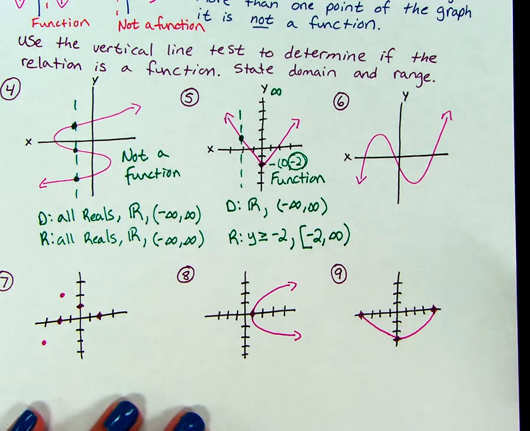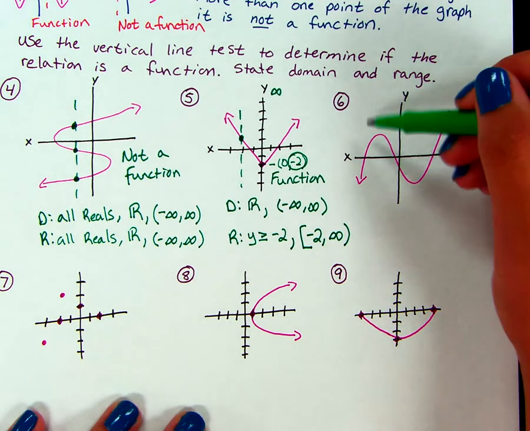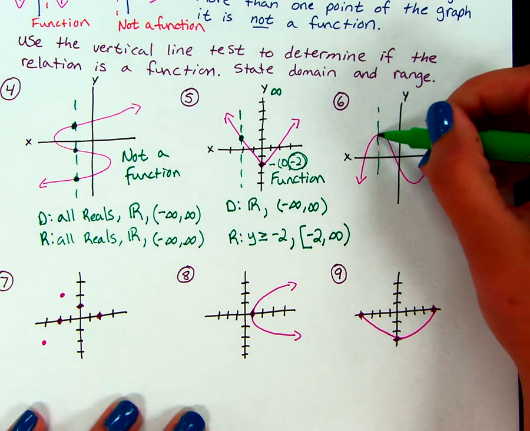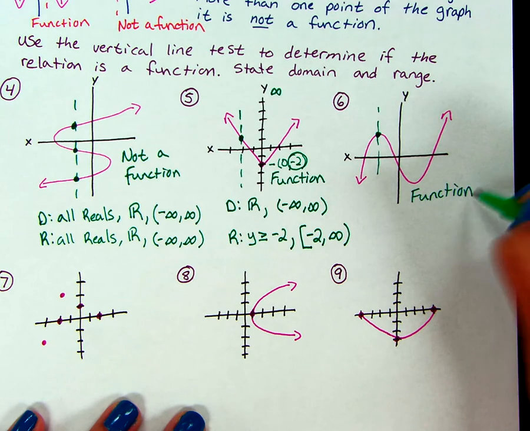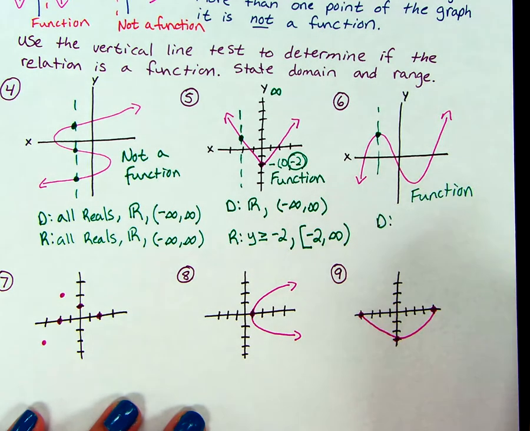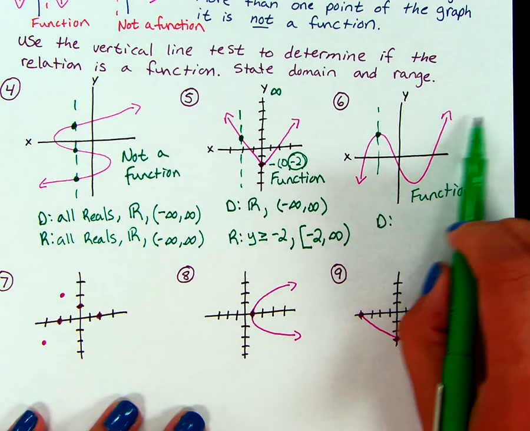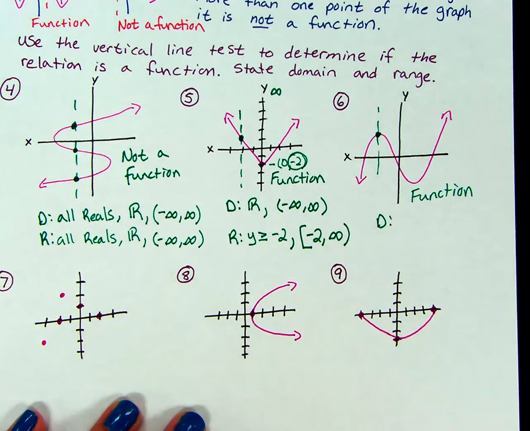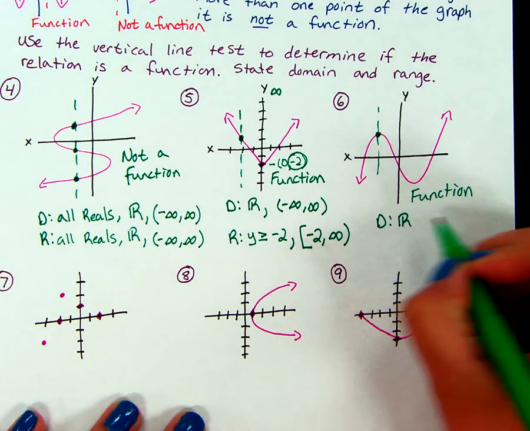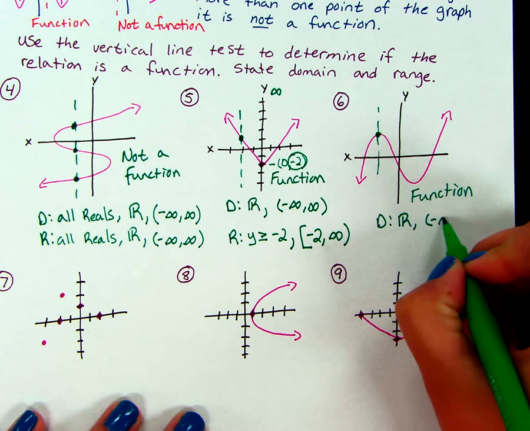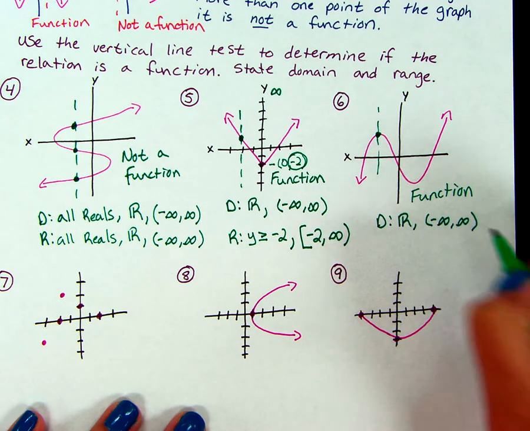All right, next one. Again, doing my vertical line test, it doesn't look like I can find a place where it goes through more than once. So that means that this one is also a function. For the domain, if I'm looking at my arrows, it's going to continue to go to the right, continue to go to the left. So that means my domain is all reals. Again, interval notation is from negative infinity to positive infinity.